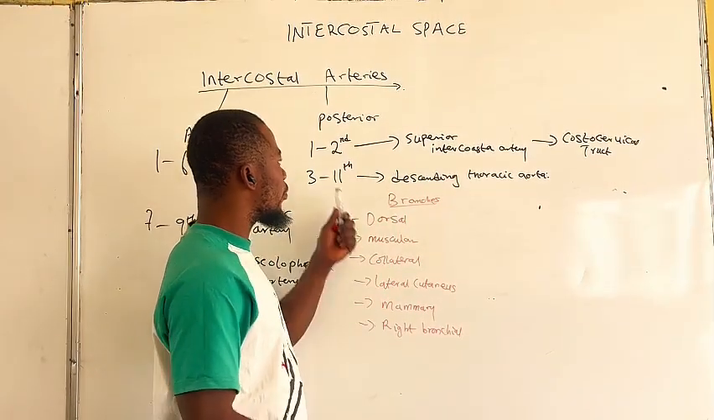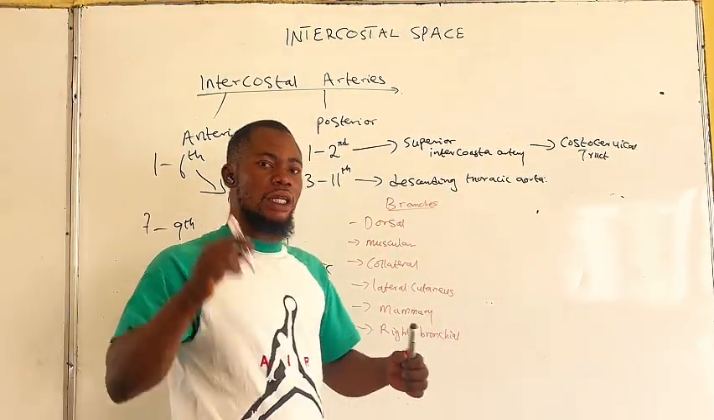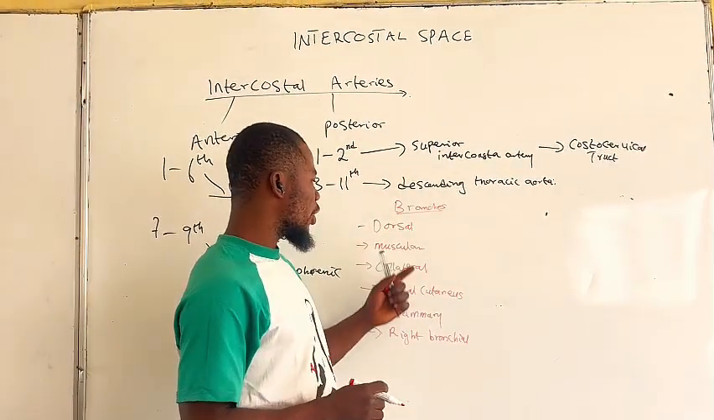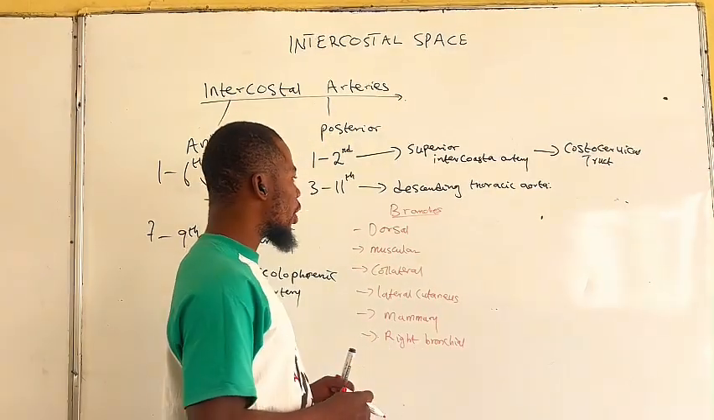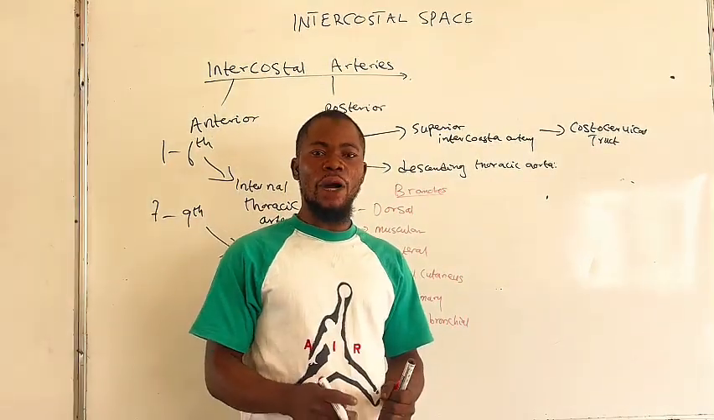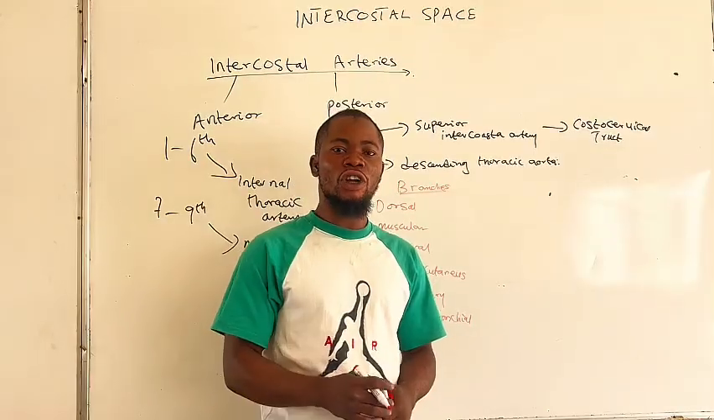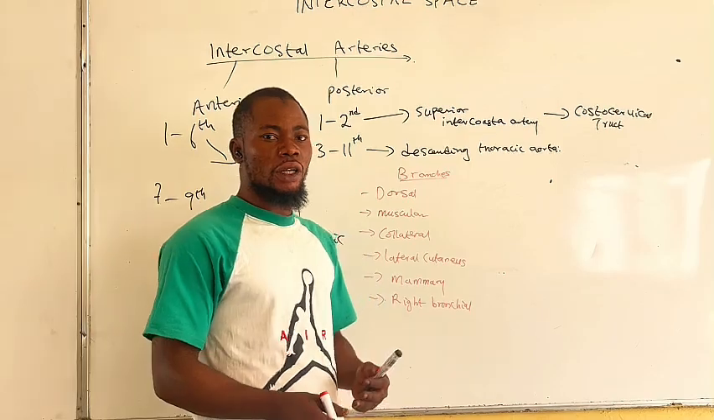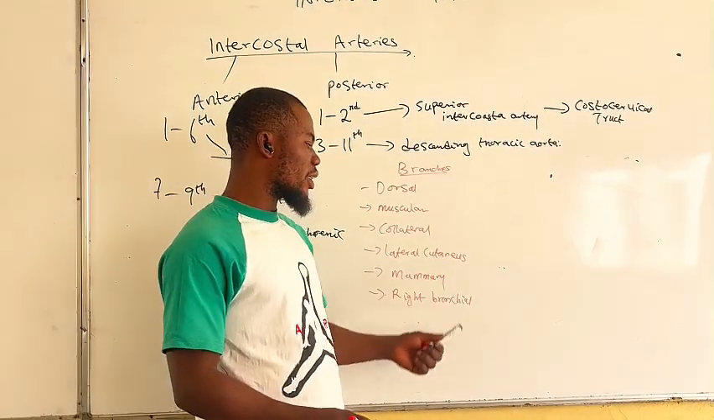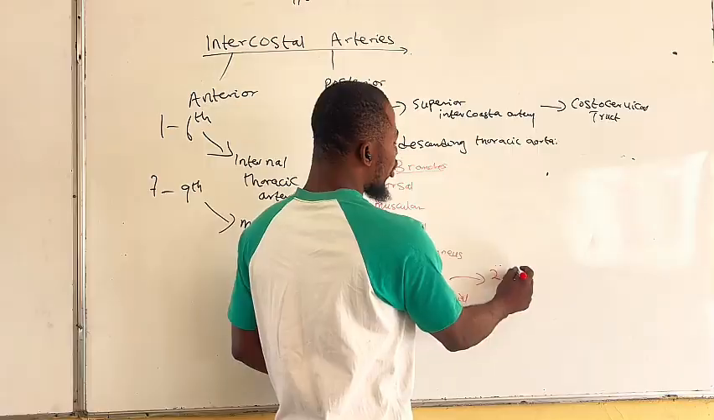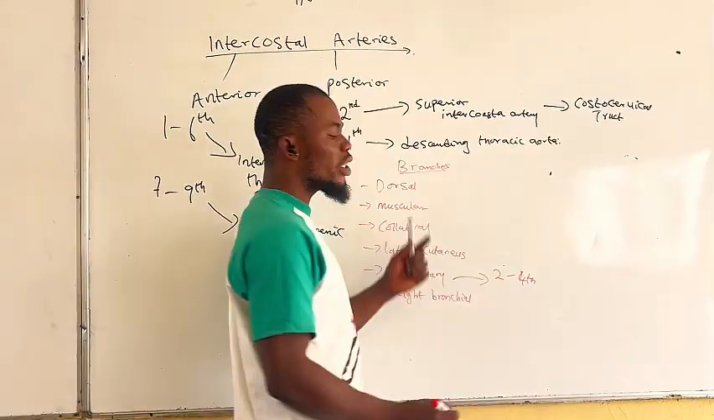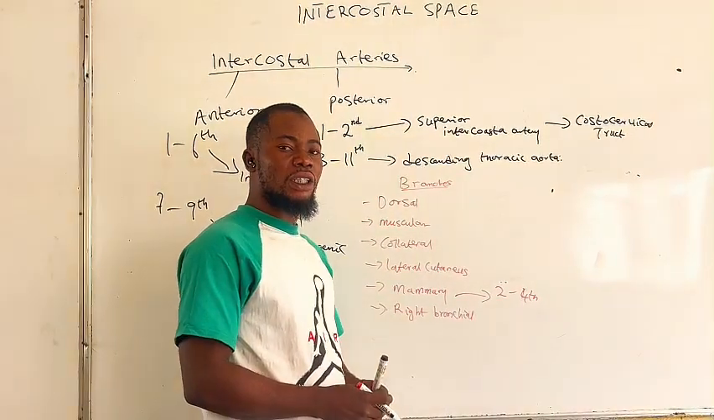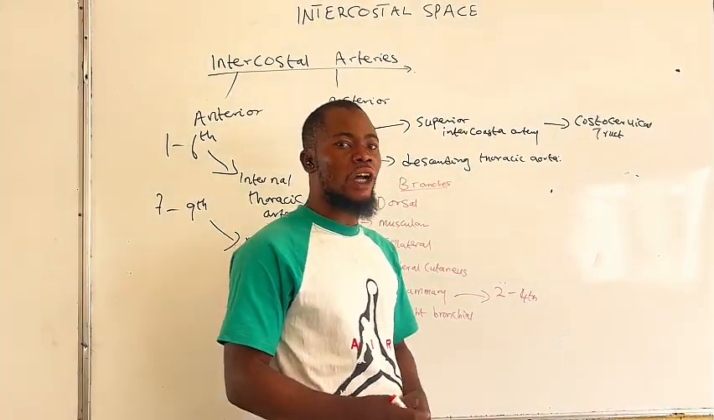The dorsal branch of the posterior intercostal artery is the one that supplies the back, the spinal cord, as well as the vertebra. The muscular branch supplies the muscles of the intercostal space. The collateral branch is the one that forms anastomosis with the lower part of anterior intercostal artery. The lateral cutaneous branch accompanies the lateral cutaneous nerve. The mammary branch arises from the second to the 4th posterior intercostal artery and it supplies the mammary gland, whereas the right bronchial branch arises from the 3rd posterior intercostal artery.